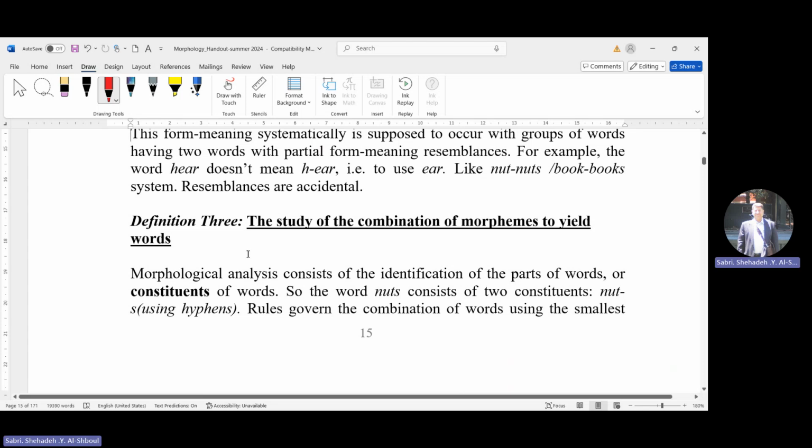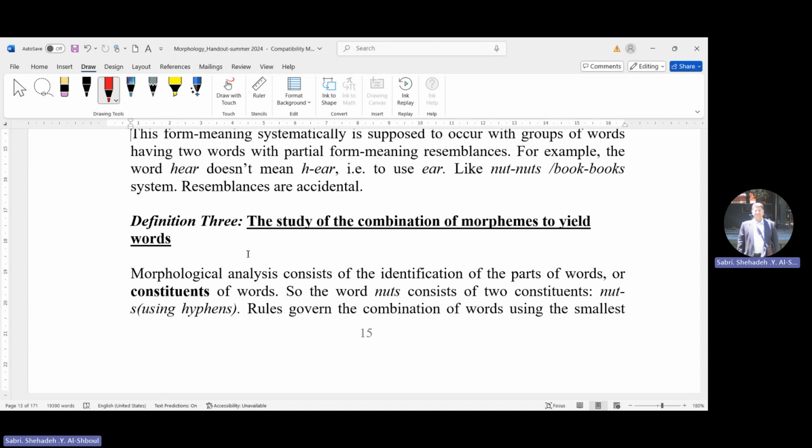Another definition, definition number 3, comes into play here, which is the study of the combination of morphemes to yield words. So here we have a kind of analogy and the same view towards the internal cognitive relationship existing between the different parts of the words. From this perspective, we can say that the parts of words are on the same footing with the constituents of words. So they are looked at as if we have constituents of words, and this notion is taken, of course, from syntax.